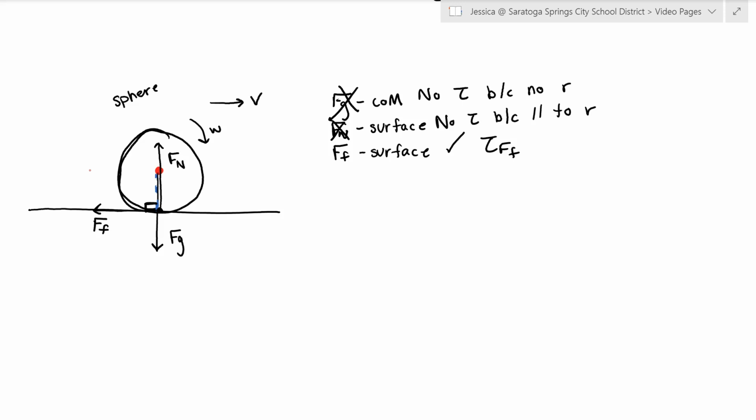And that is the case in any rolling object. You need friction because friction produces the torque, which causes something to roll. Otherwise, if friction's not there, this sphere would just slide across the surface, because there would be no force acting at a distance and perpendicular. And that is it for the basics of torque.